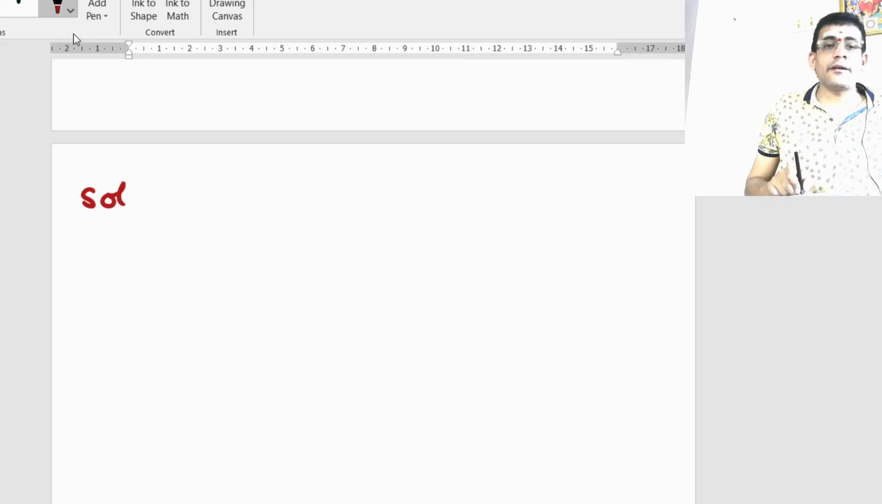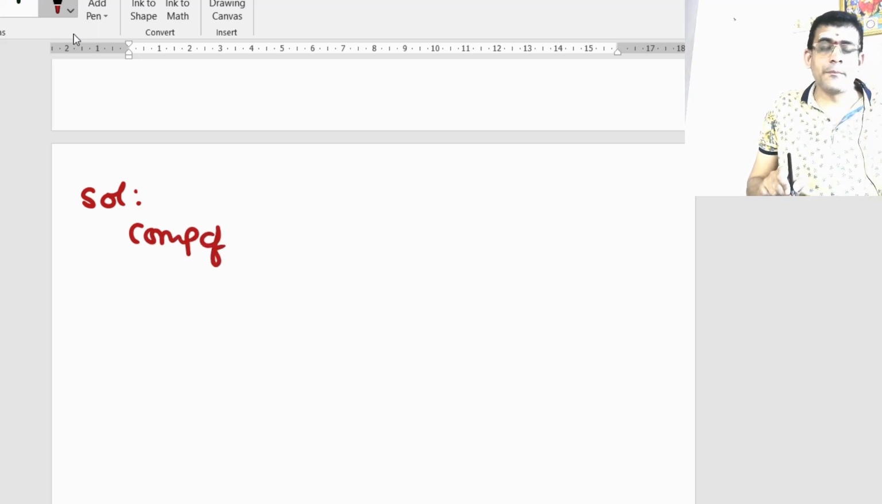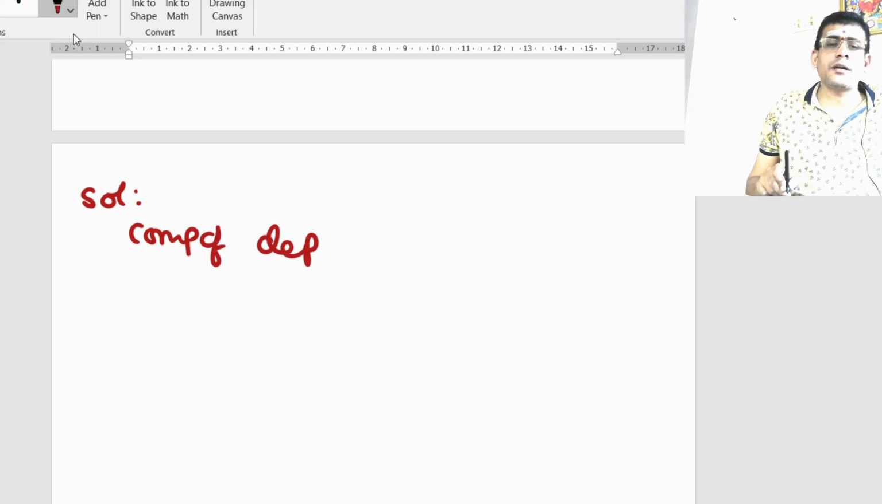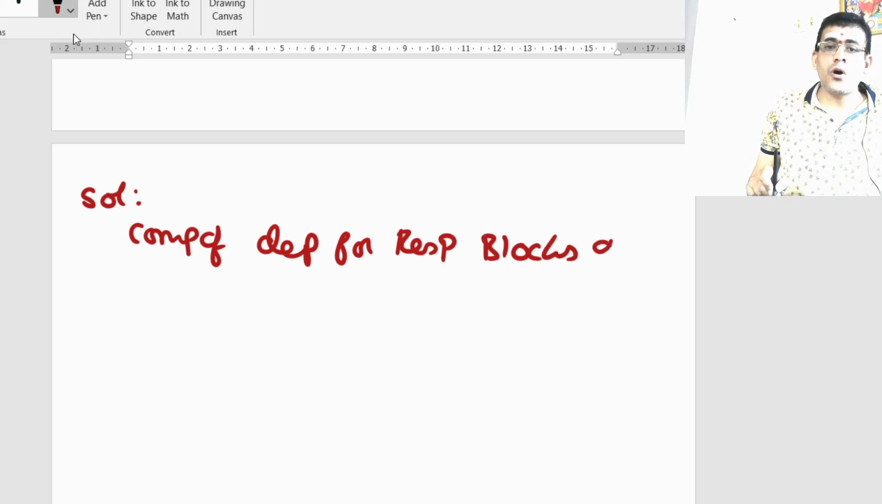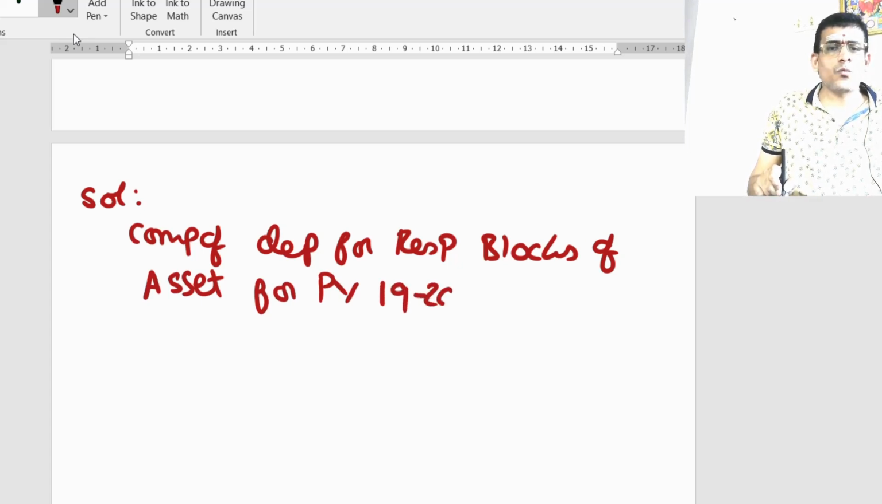So how do I prepare? I need to prepare a small statement. I need to call it a statement of computation of depreciation for the respective blocks of assets for the previous year, whatever the previous year is. If the problem says the previous year 2021, I have to consider it for the previous year 2021. Now let us prepare a small table here.